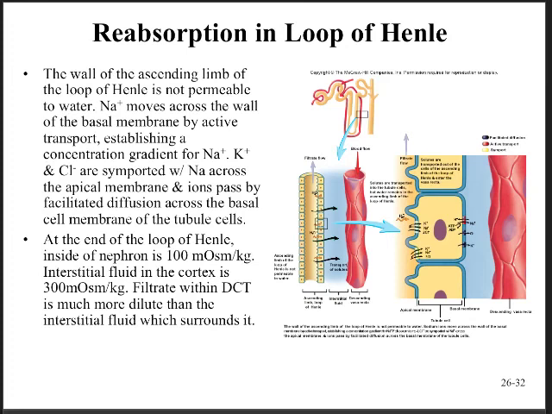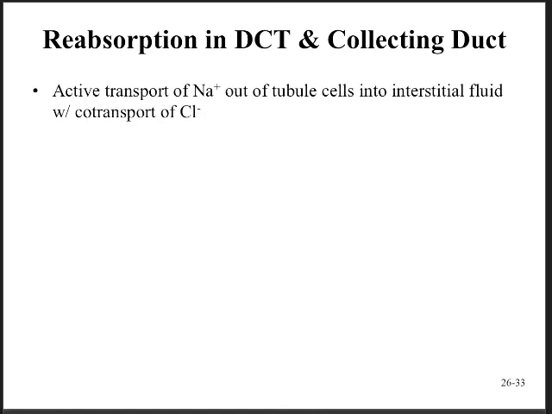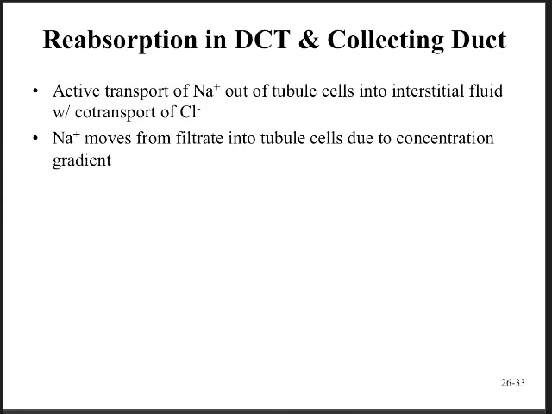Okay, and what's going to happen now in this last little portion of the trip is that we're going to adjust the fluid concentration of the filtrate so that we can reduce the urine volume to an optimum level. Okay, and that's controlled by the permeability of the collecting duct to water. Active transport of sodium out of the tubule cells and into the interstitial fluid with co-transport of chloride is what's going to establish now the gradient in the medulla.